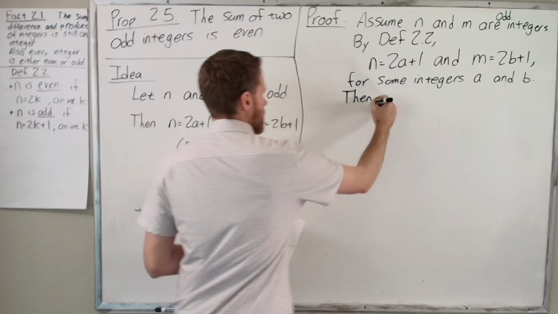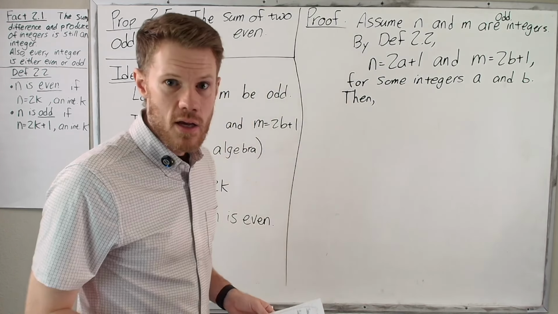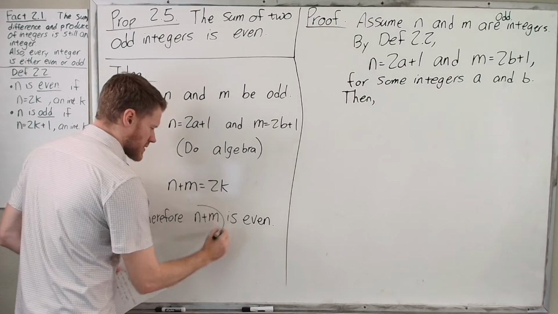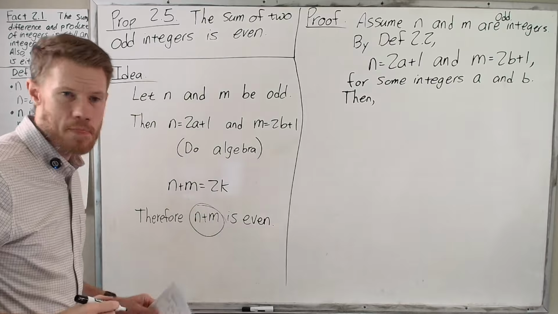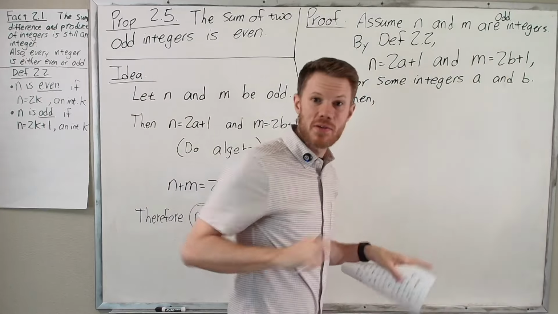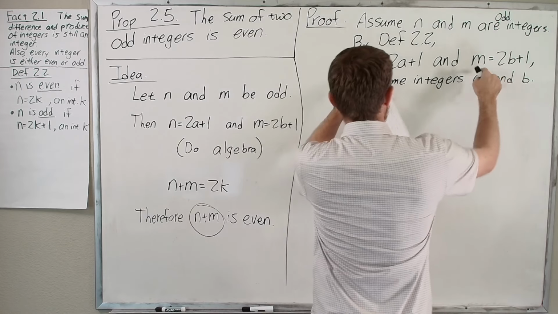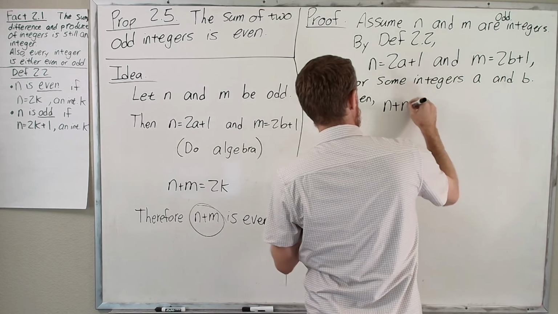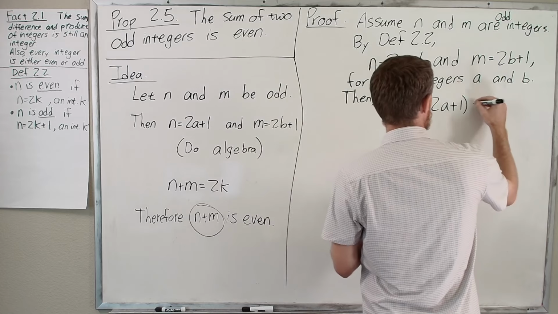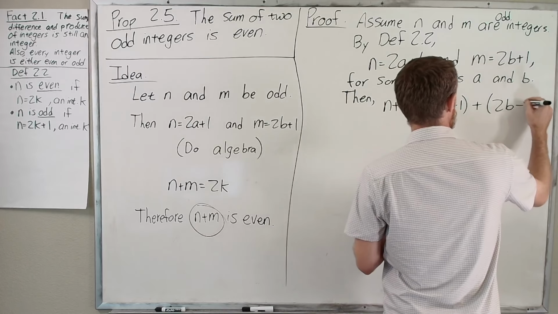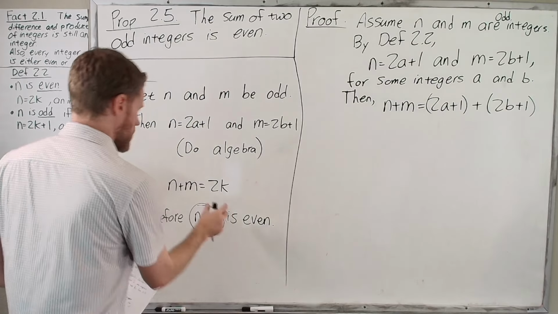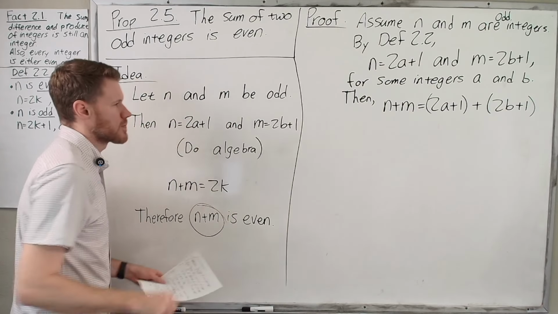Then comes the algebra. So just like in the last proof, our goal is to get down to say something about n plus m. Well, how are we going to do that? Well, we have two separate equations. Let's combine them into a single equation by adding the left sides and adding the right sides. Okay? And we're trying to get to the point where it's 2 times a single integer.